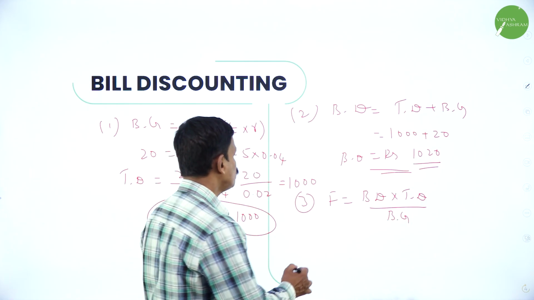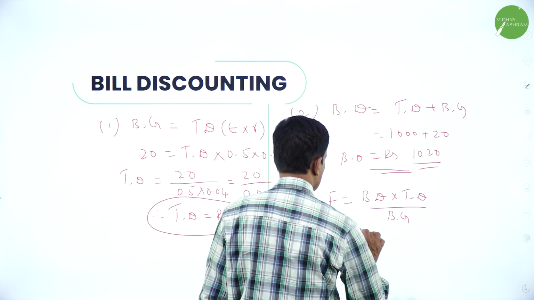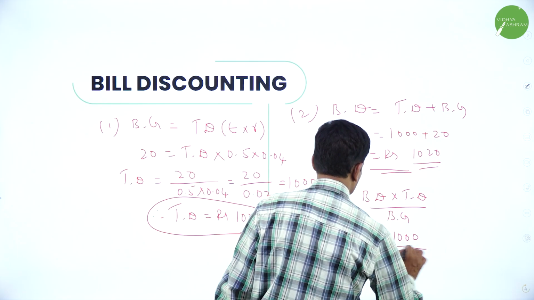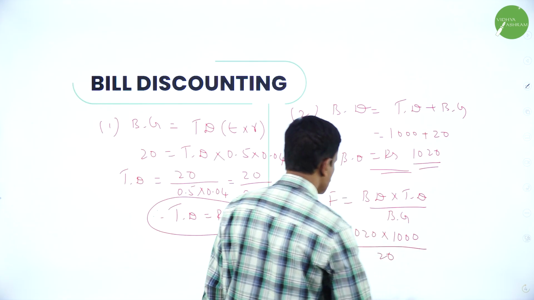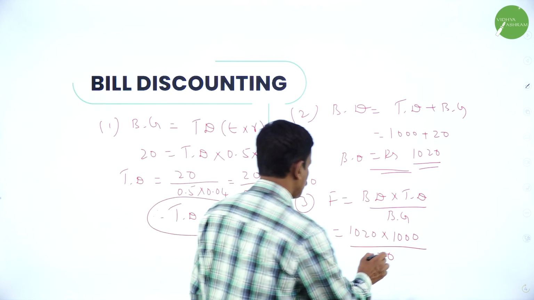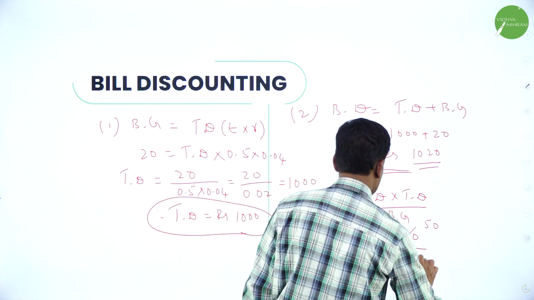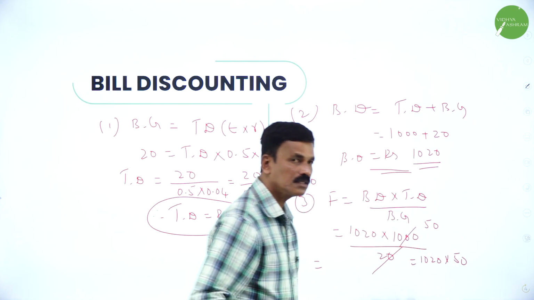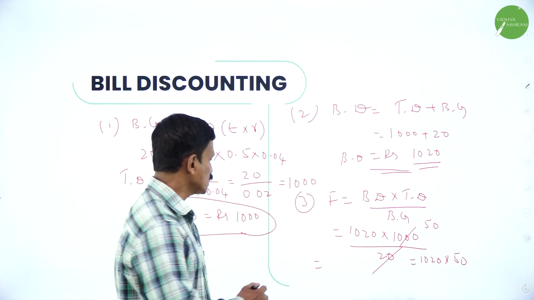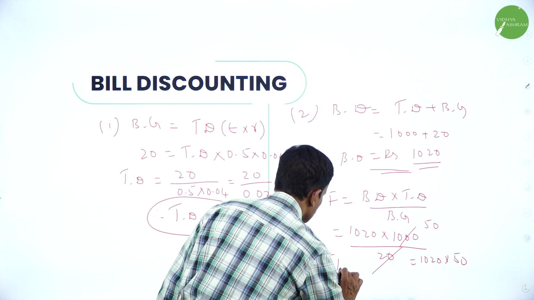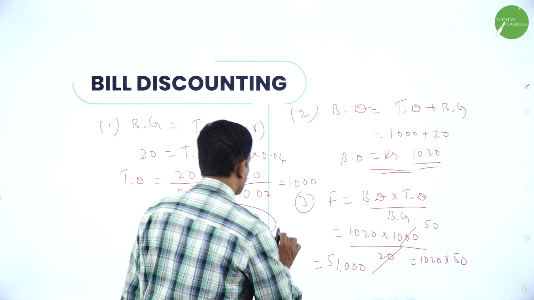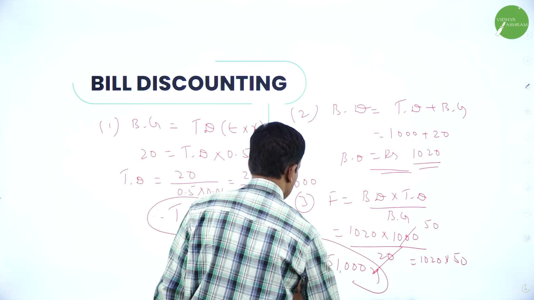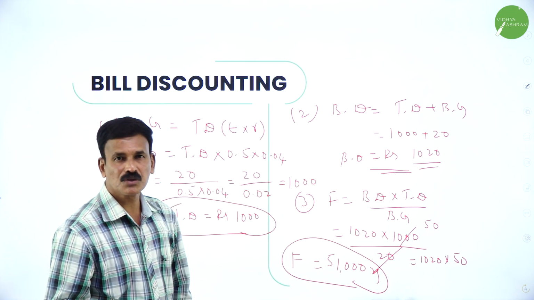Now what is this equal to? BD is equal to 1020 into TD, which is 1000, divided by BG, which is equal to 20. Simplify this. If you divide, 50 times it will get cancelled. So 1020 into 50, simplify this, is equal to 51,000. Therefore, the face value F is equal to rupees 51,000. That's it. This is how we are going to solve this problem.